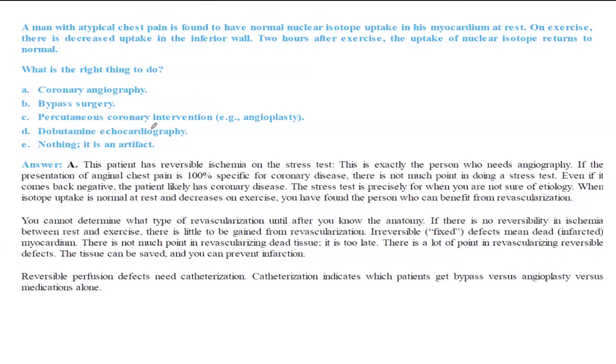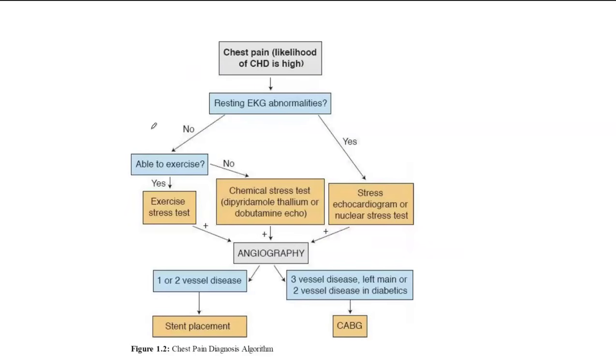Now, so far we know about all these tests. So let's say the test came back abnormal. So you have done any of these stress tests as above. It doesn't matter, maybe an exercise stress test, maybe a chemical stress test, or just a simple stress echo or nuclear test. Whatever stress test you have done, what if it came back abnormal?